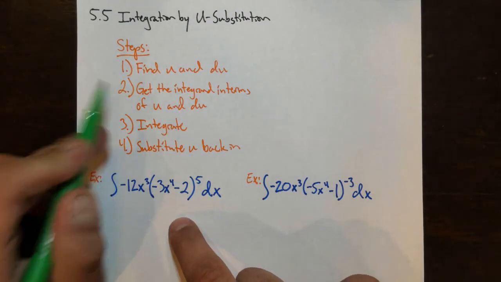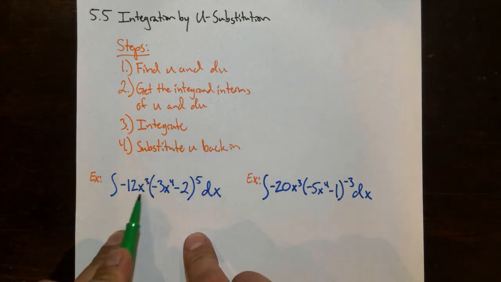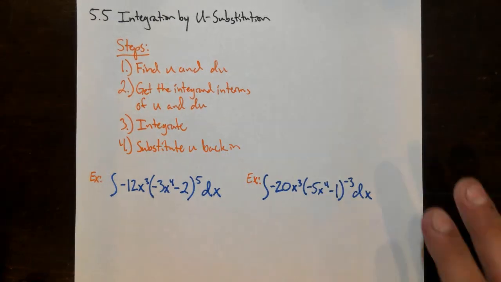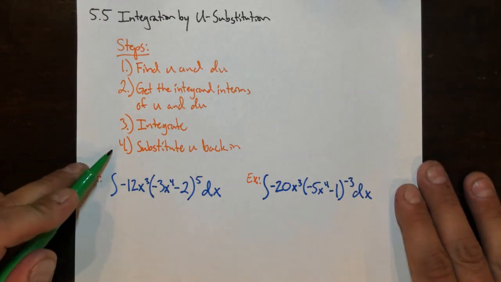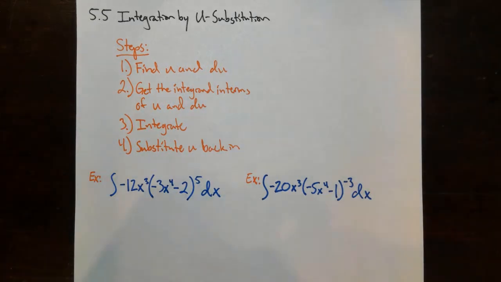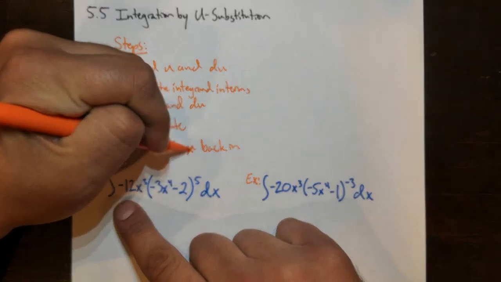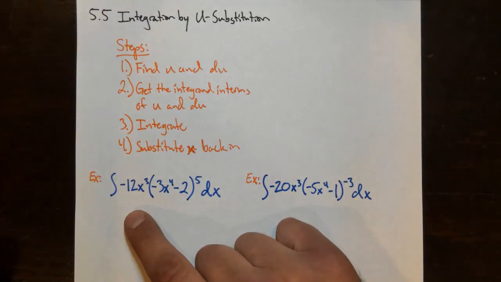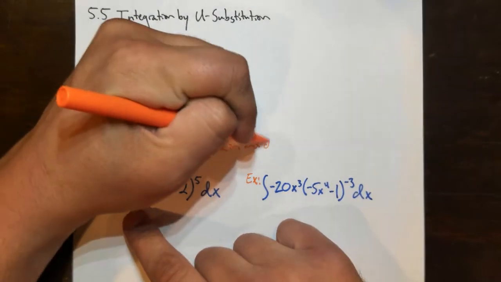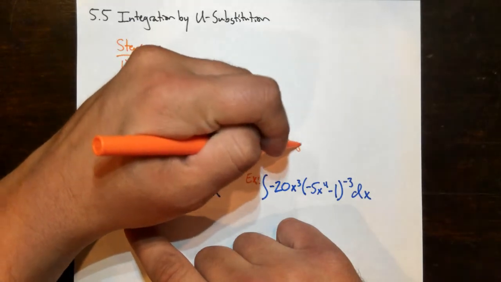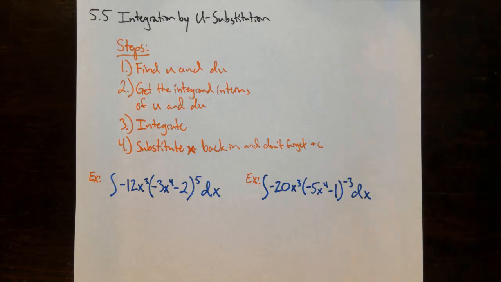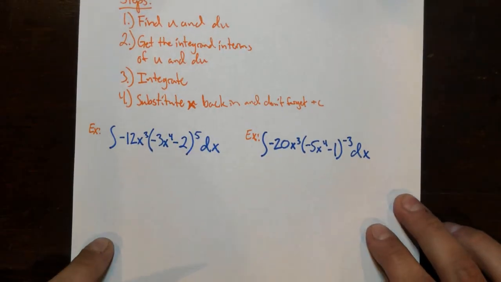And then 2, get the integrand, or what we're integrating, in terms of only U and du. We don't want any x's in there anymore. Then at that point we want to integrate. And then after that, we want to substitute our x values back in. I said substitute u back in, but substitute x back in. And then maybe we can add a little note here. And don't forget plus c. Very important.